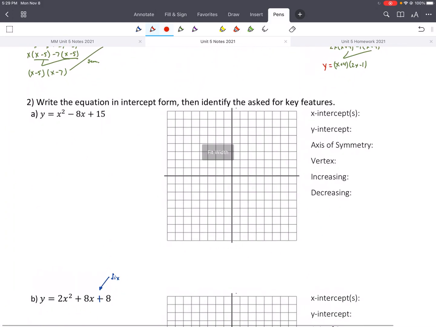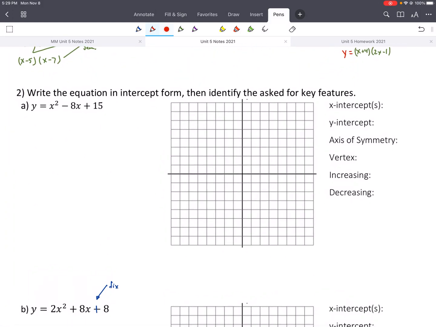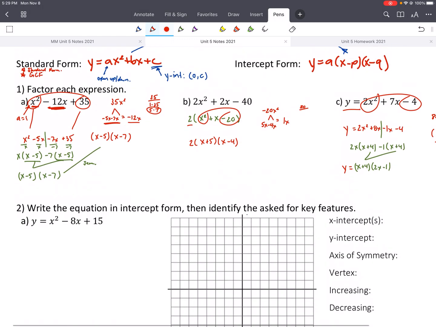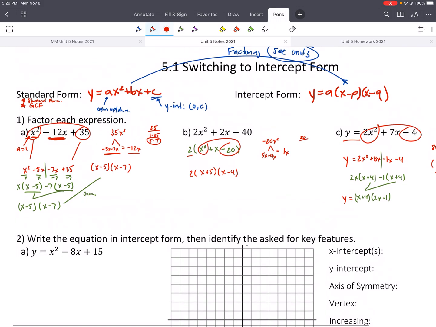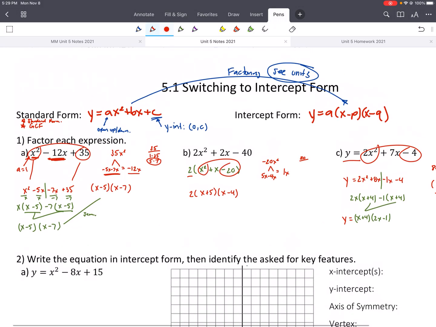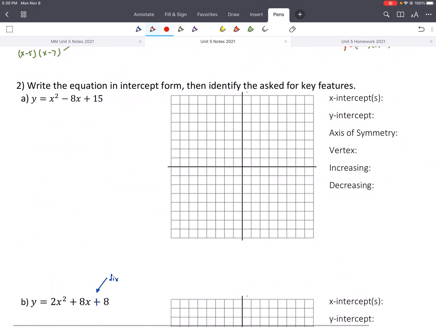So this is what we're going to do, really, what our goal is for today is being able to switch forms, graph, and find key features. So what we just covered or reviewed was factoring. That was, again, Unit 3. And then once you have this into intercept form, then it's what we covered in Unit 4. So it's kind of like just bringing it together.